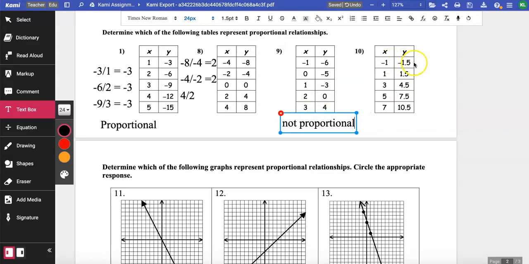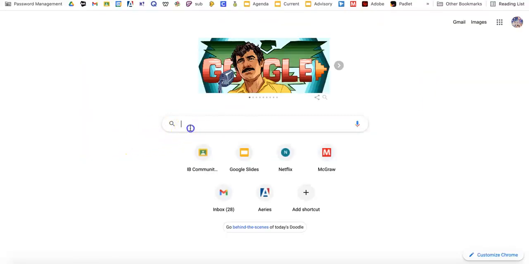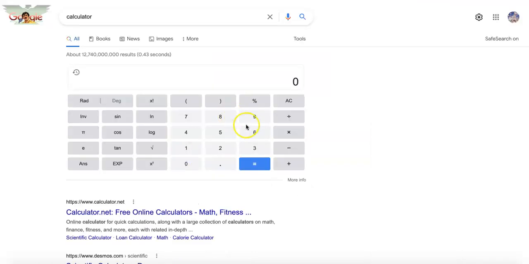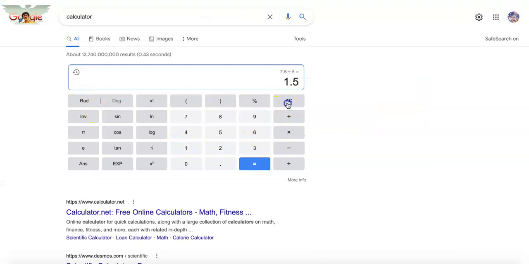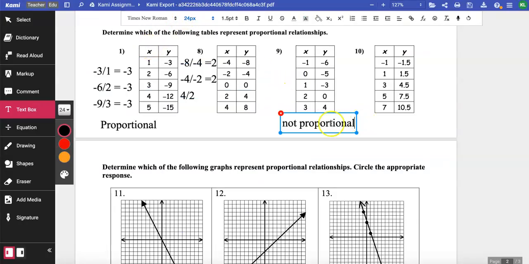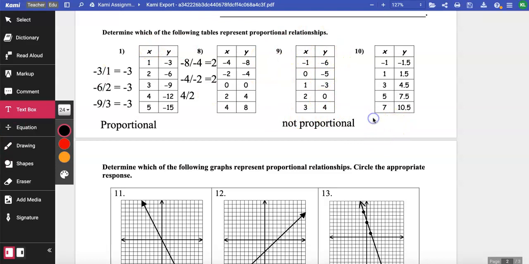And then we got this one here. I know that these two are going to come out the same. Let me check 7.5. 7.5 divided by 5 is 1.5. So that one's also 1.5. And then let's check 10.5, divided by 7. So that one's also proportional. So the only one that's not proportional is number 9.